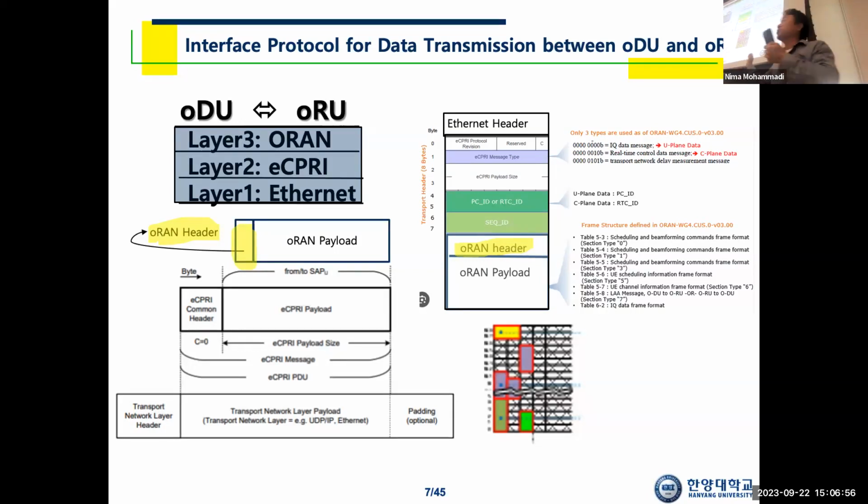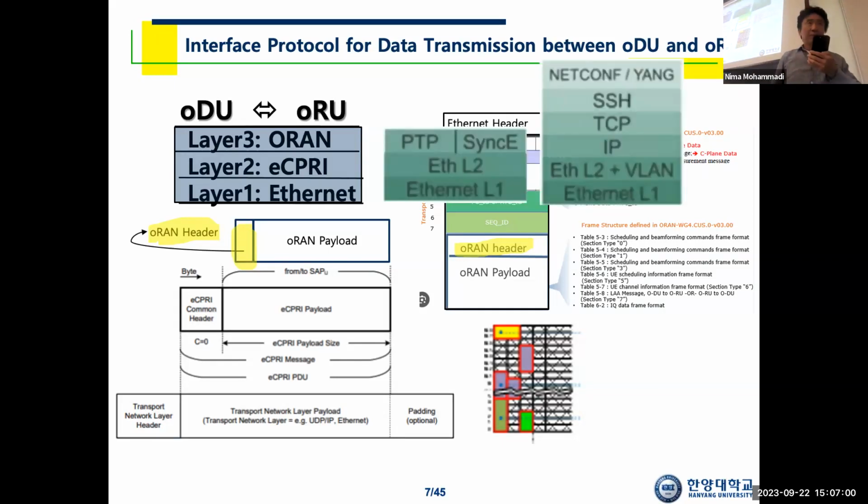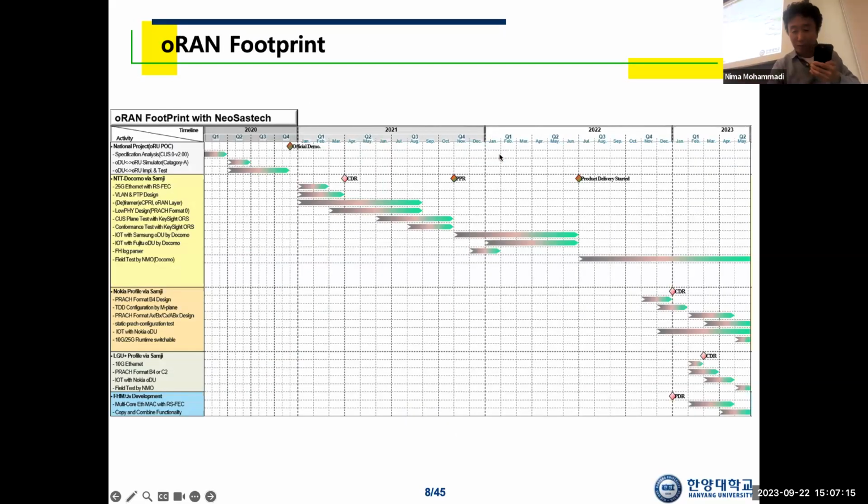Similarly, based on eCPRI protocol. Similarly, S-plane data and M-plane data is transmitted between ODU and ORU using multi-layer protocol.